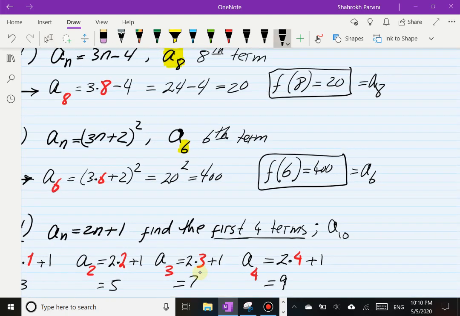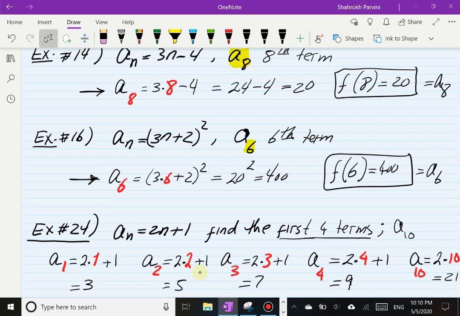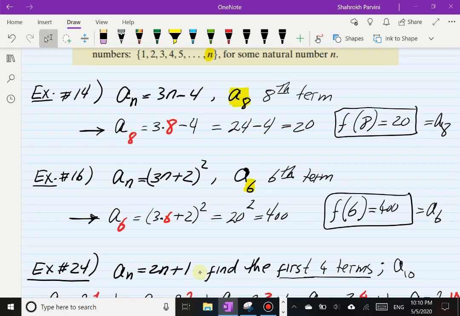Now for the 10th term, a sub 10, all you've got to do is plug in a 10. So that's going to be 2 times 10 plus 1, right? And 2 times 10 is 20. 20 plus 1 is 21. And there you go. That's all we're doing. It's pretty easy, folks. If you're given the form of the function, you're just plugging into the function to get these different terms. There's nothing complicated about this, I hope.